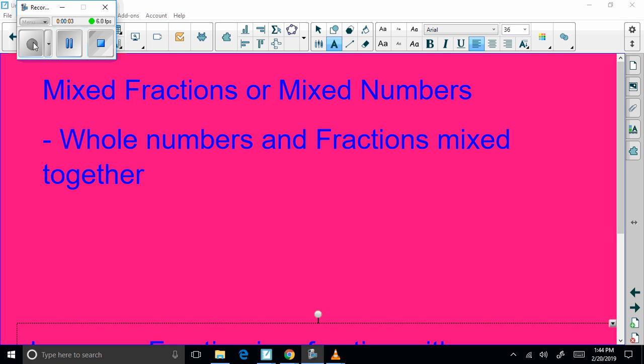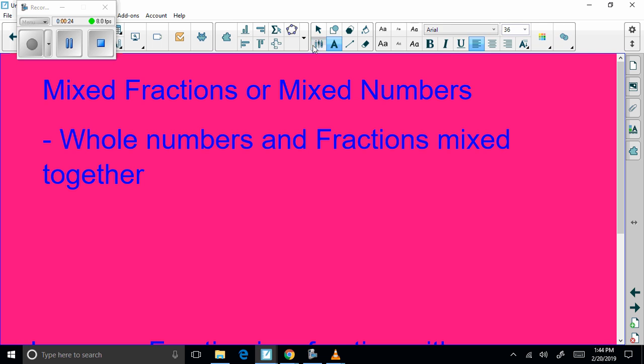Mixed fractions or mixed numbers. Today I have a special guest with me. I have Janae with me, and she is going to read the definition. Whole numbers and fractions mixed together. So Janae is going to write an example of a mixed number for you. Go ahead, Janae.